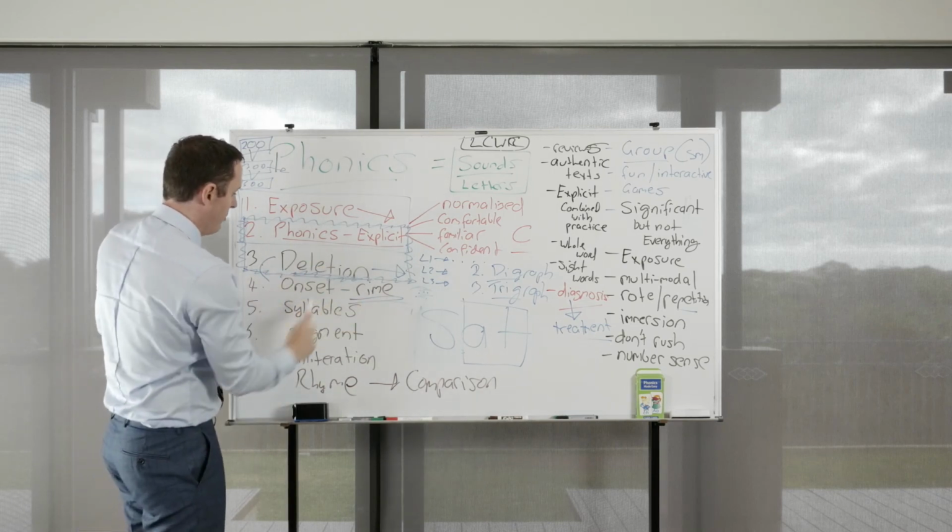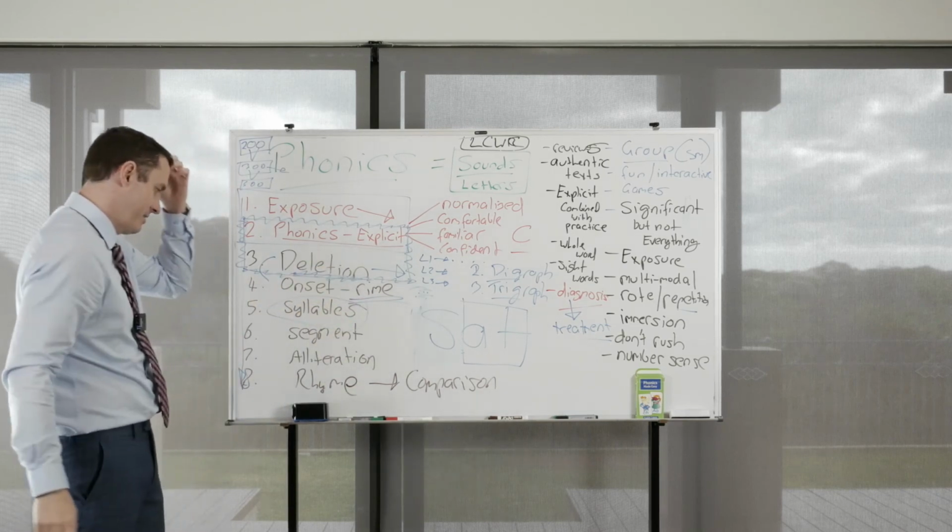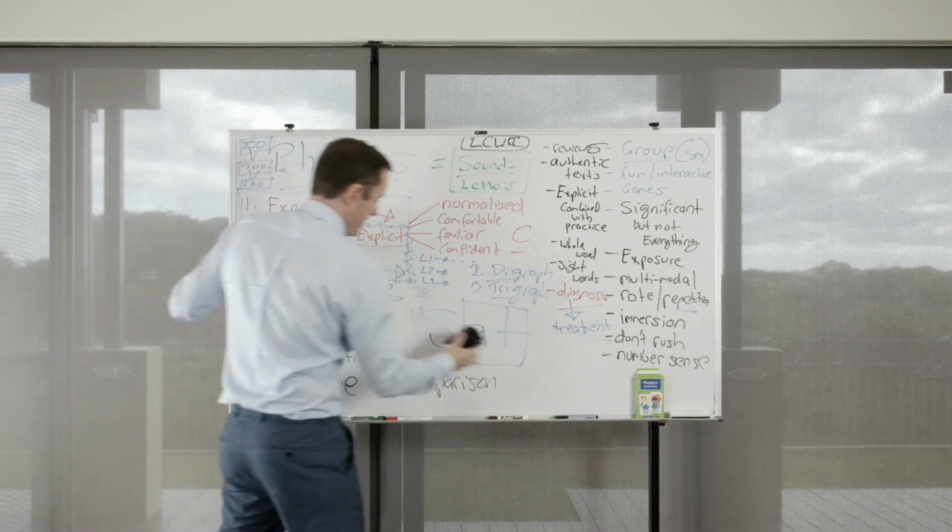So that's onset and rhyme. Now syllables. Syllables are pretty simple and pretty easy.